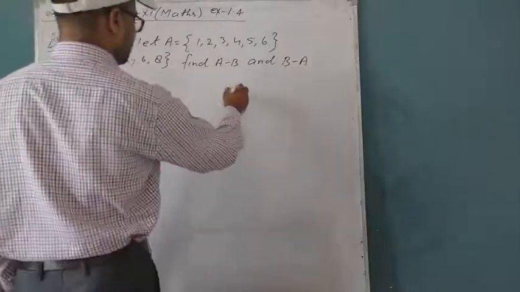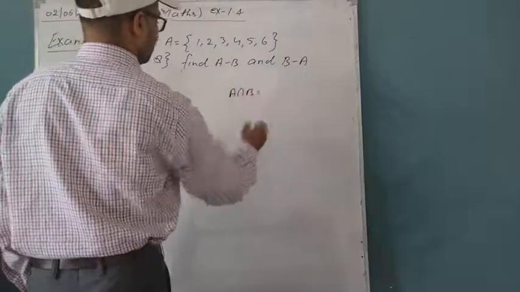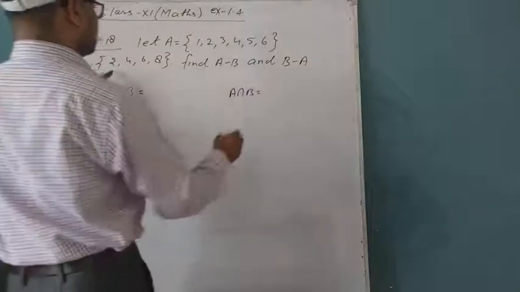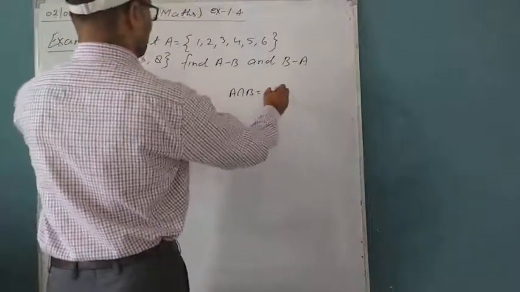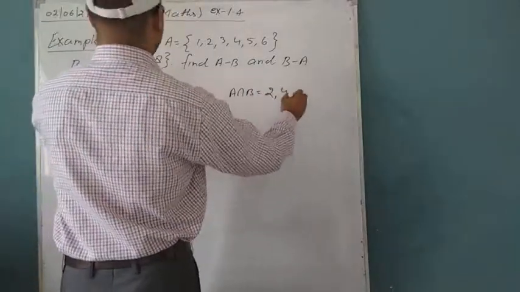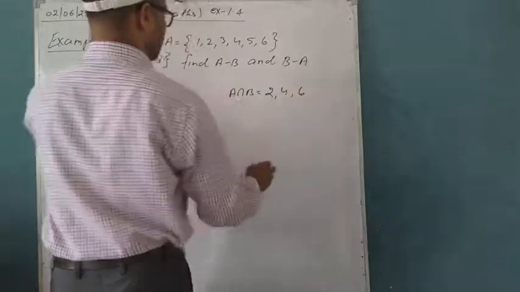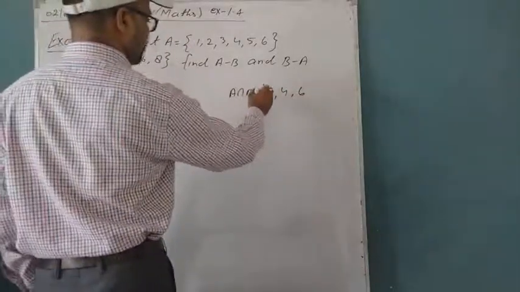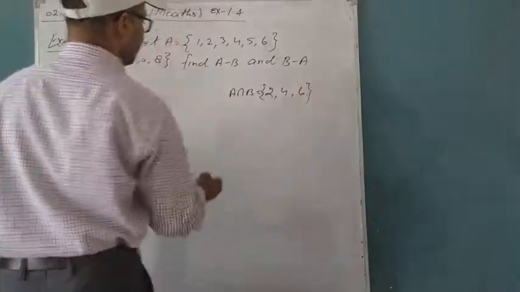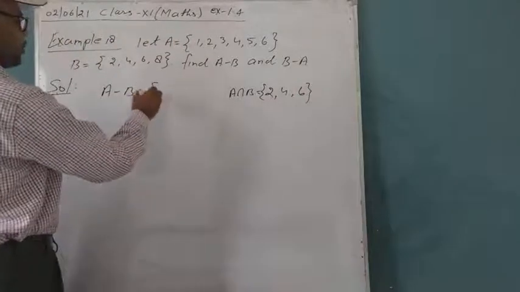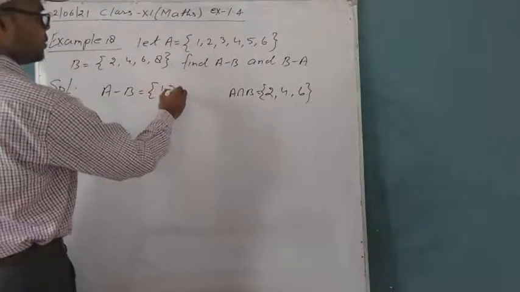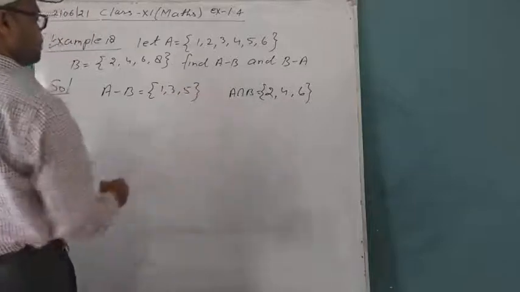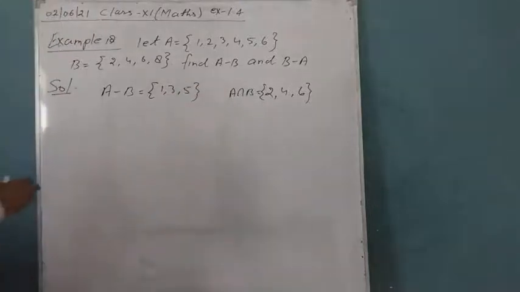So before finding it, we will find A intersection B. A intersection B is 2, 4 and 6. So ignoring these elements from set A, A minus B is 1, 3, 5. So this is A minus B.